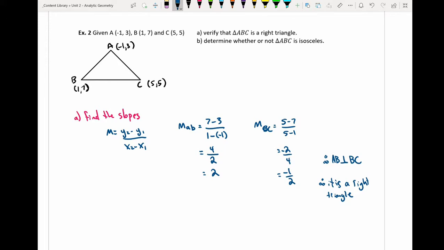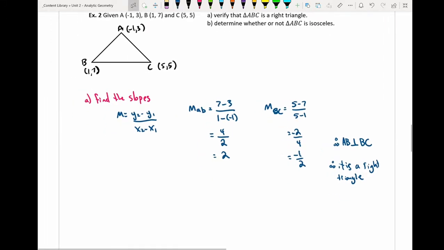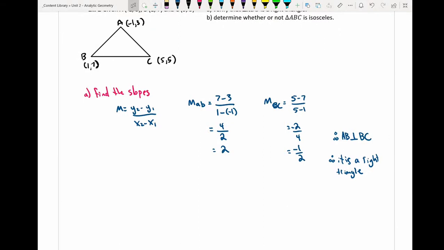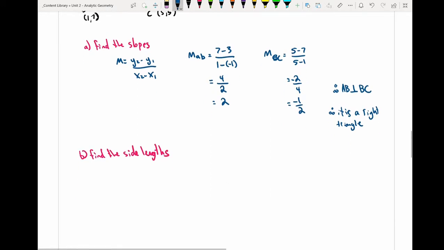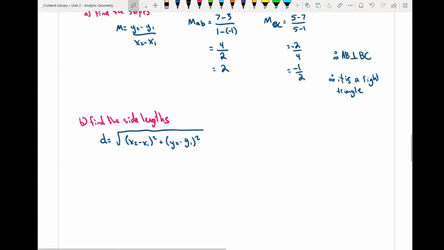Next, I need to determine if it's an isosceles triangle or not. So what I have to do for B is find the side lengths. And this is going to use my side length formula, which I've learned previously. And I'm looking to see if two of those sides are the same length. So again, remember our distance formula, the distance between 2 points, is equal to the square root of x2 minus x1 squared plus y2 minus y1 squared.